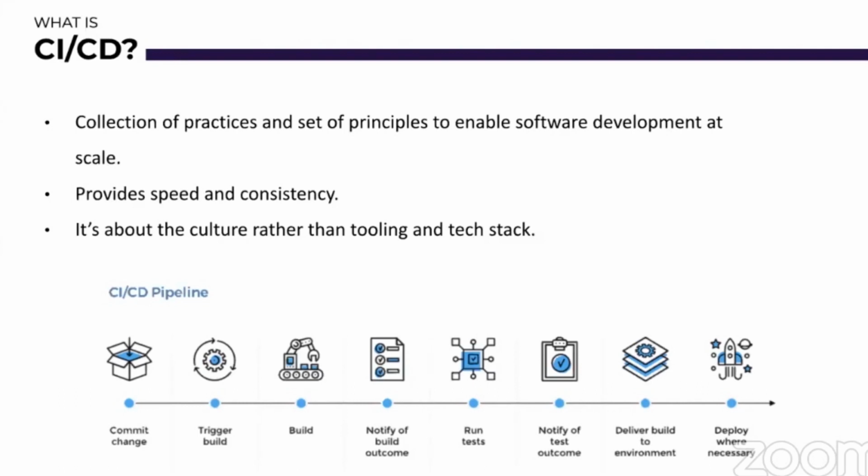Now CI/CD consists of continuous integration, continuous delivery, and continuous deployment. These are not very clear at the start, but as we proceed through this presentation, we'll get to know what each phase means and how we can use each phase in our own product or companies.